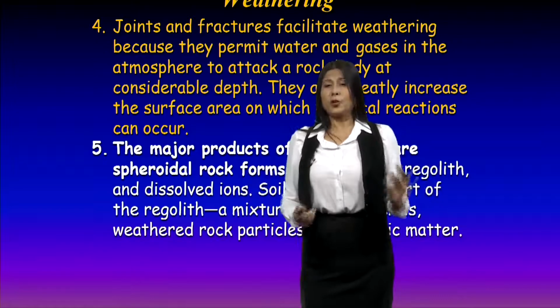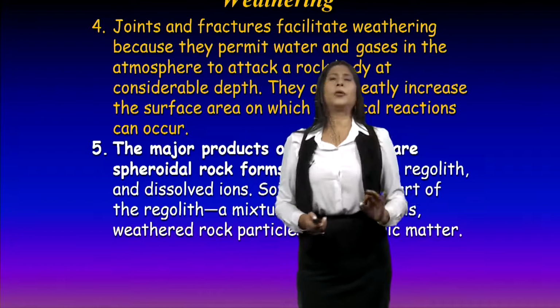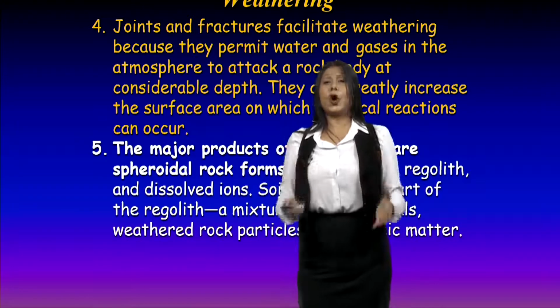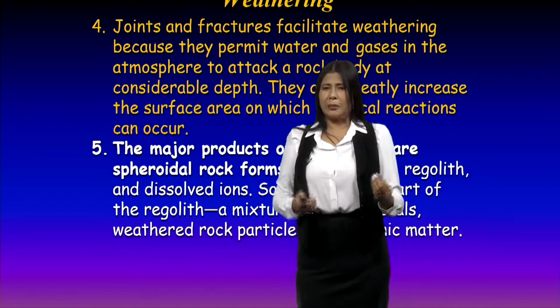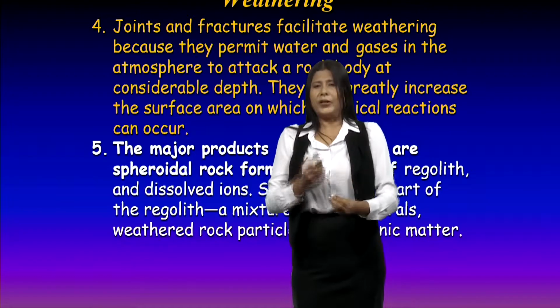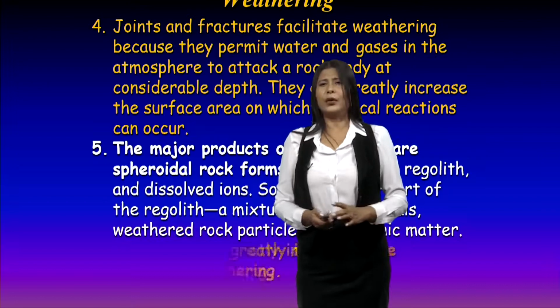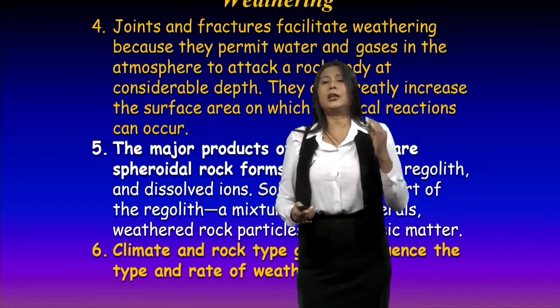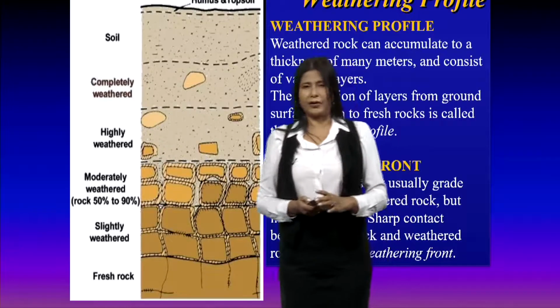The major products of weathering are spheroidal rock forms, blanket of regolith and dissolved ions. Soil is the upper part of the regolith, a mixture of clay minerals, weathered rock particles and organic matter. Climate and rock type greatly influence the type and rate of weathering.